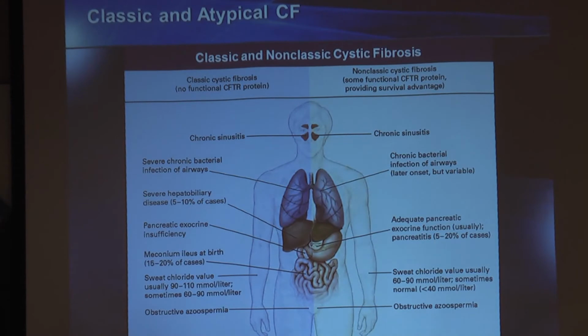I mentioned atypical CF briefly before. In the classic case of CF, as we have talked about, we have all these manifestations: the lung disease, but also pancreatic insufficiency, high sweat chlorides, males with infertility due to blockage of the sperm duct, and sinus disease.